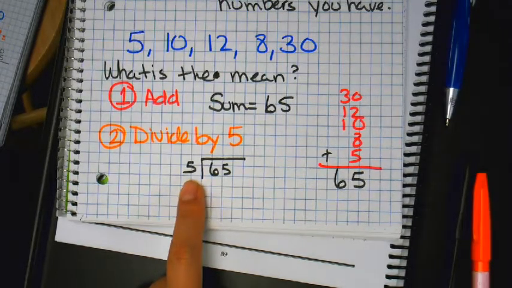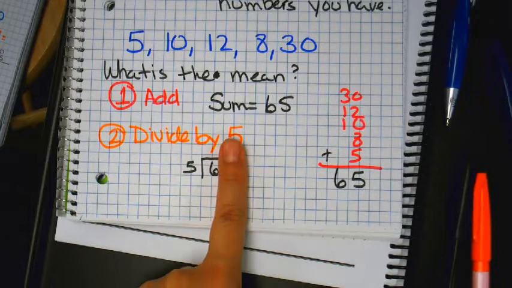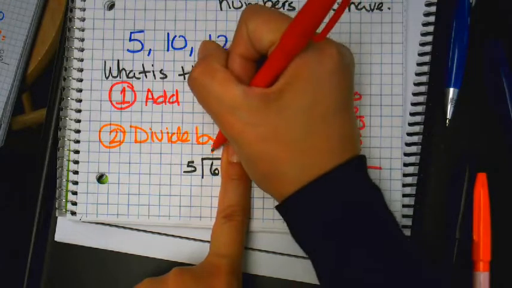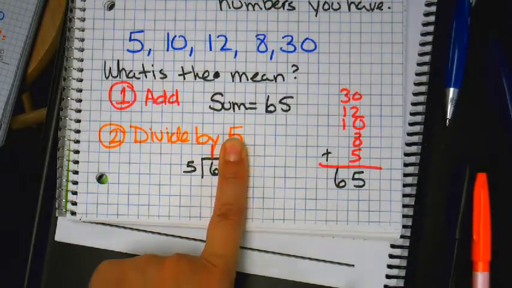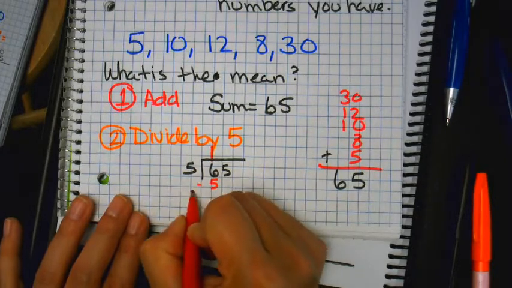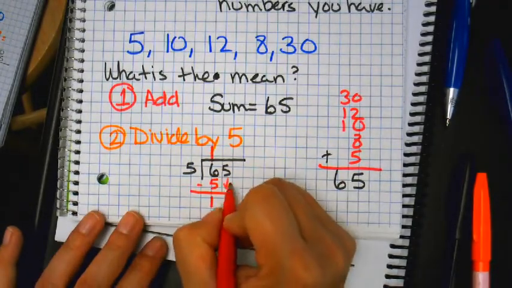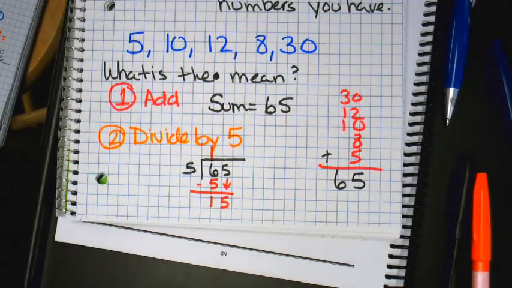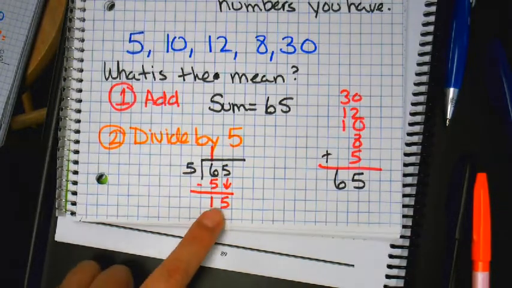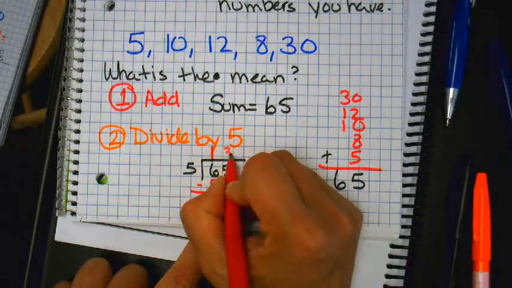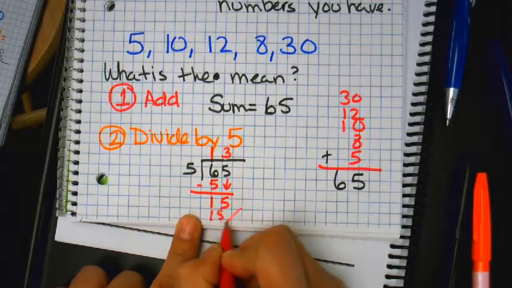And then we cover up with our finger. How many times does 5 go into 6? 1 time. So we put the 1 on top of the 6. We subtract. We get 1. Then we bring down the 5. So how many times does 5 go into 15? 3 times. That's 15. Zeroed out.